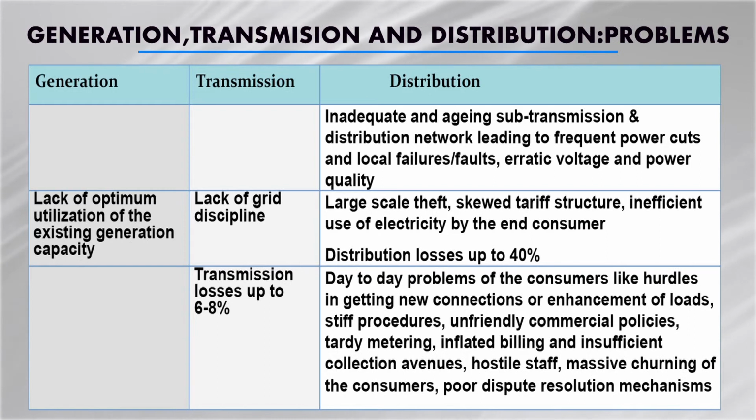If somebody is not in that distribution network, then in a remote area, if there are new consumers, there can be hurdles in getting new connections or enhancement of loads. Suppose this distribution is serving some load, but if the demand is increasing, enhancement of load is needed, so it is necessary to serve that load. So this kind of problem may also come.